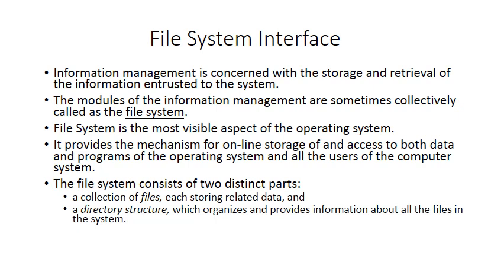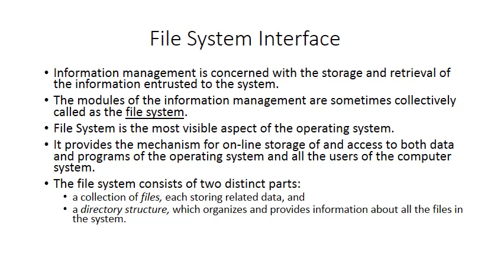The file system is actually the most visible aspect of the operating system, which is visible to the users. The rest, like memory management and processor management, are not visible to the users, though they are able to work with all those aspects of the operating system. The file system provides the mechanism for online storage of and access to both data and programs of the operating system and all the users of the computer system.